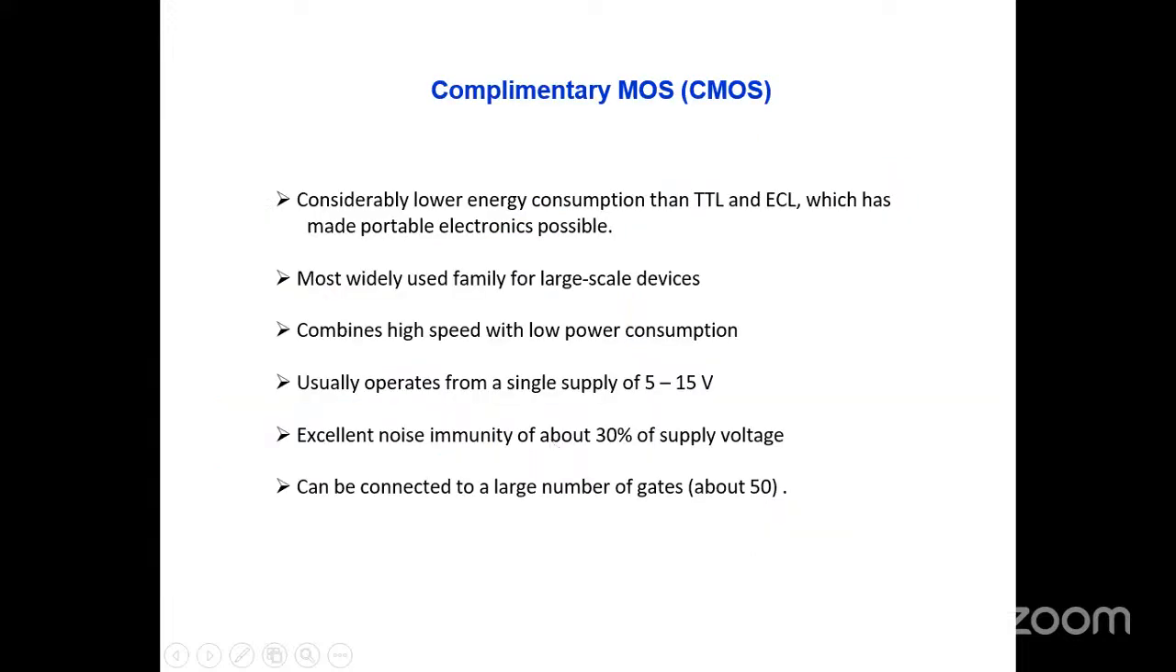Now coming to the metal oxide semiconductors, considerably low power, low energy consumption than the TTL and ECL, which has made portable electronics possible. Most widely used family for large scale devices, combines high speed with low power consumption, usually operates from a single supply of 5 to 15 volts, excellent noise immunity of about 30% of supply voltage, can be connected to a large number of gates, up to 50 we can connect. So this is more versatile.